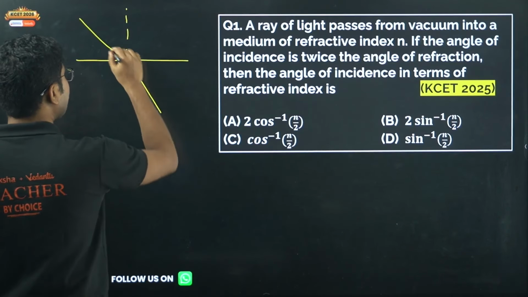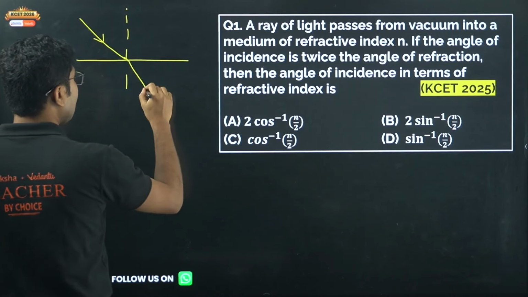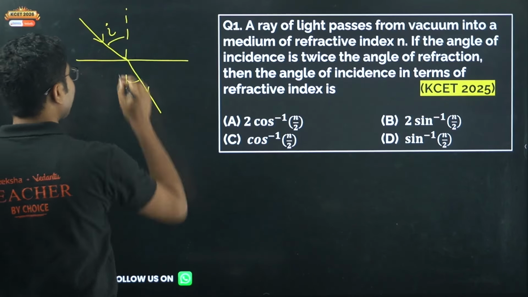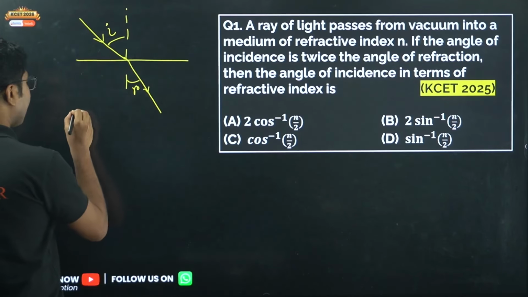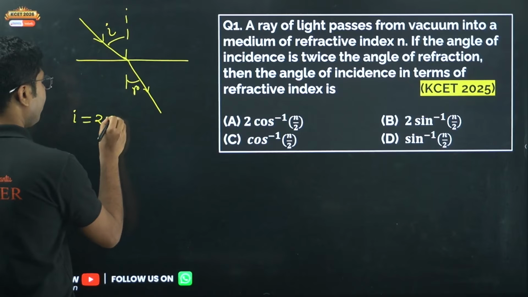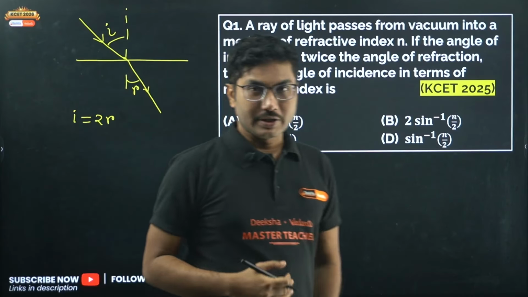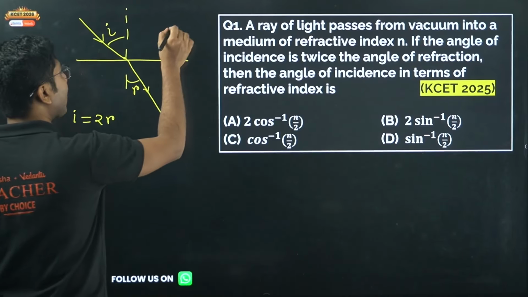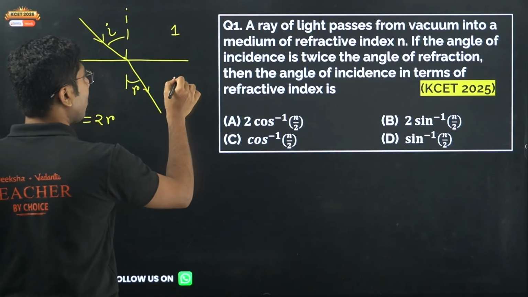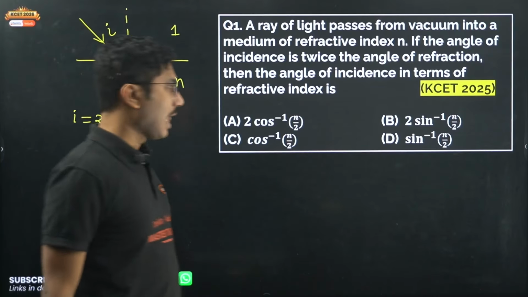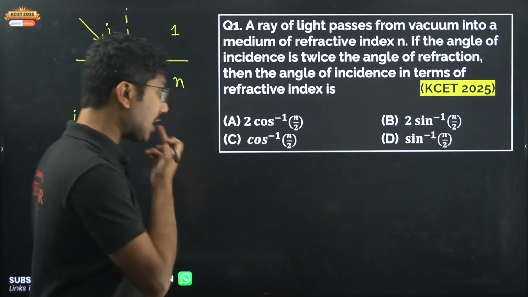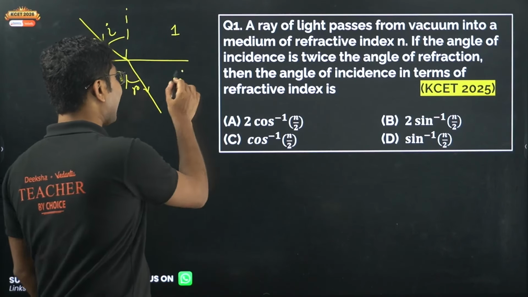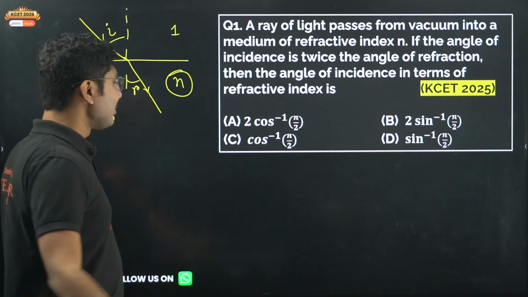So that means obviously the ray will bend towards the normal, and this is the angle of refraction, this is the angle of incidence. What is mentioned is that the angle of incidence is twice the angle of refraction, right? This is given in the question. Now the refractive index of vacuum is 1, and the refractive index of this medium is say n. That is given in this question as well. So you have to find the value of i in terms of this n. Interesting.